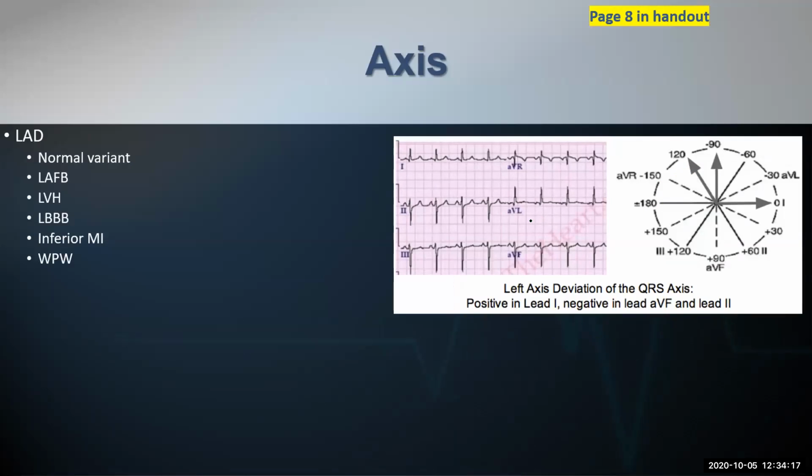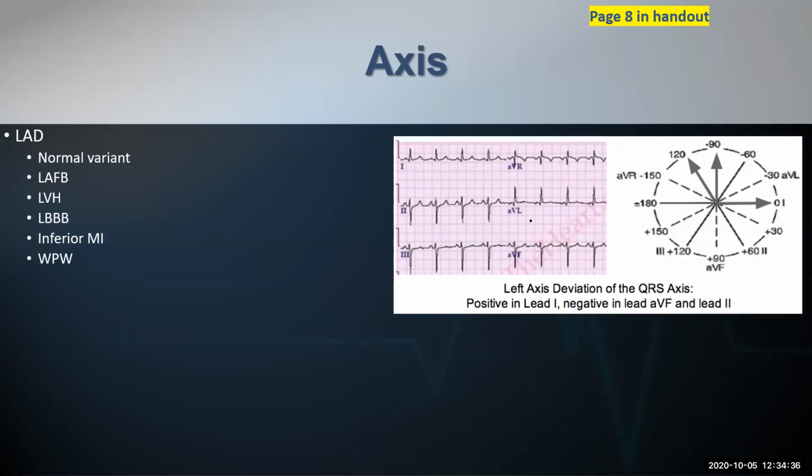Now, what if we looked at left axis deviation? It can be a normal variant. So just because someone has left axis deviation doesn't mean they're going to have LVH or even a left bundle branch block, because it can be a normal variant. We do see this commonly in African Americans, which I'll bring up at the very end of the slides. I think it's one of the last few slides, so probably in the 3rd section of this PowerPoint.